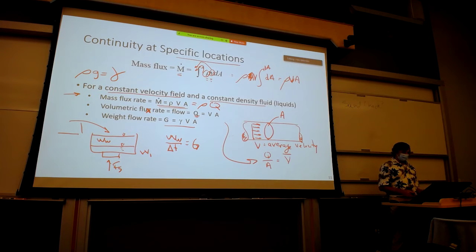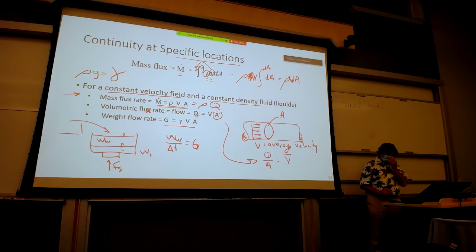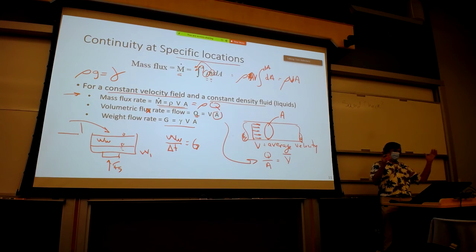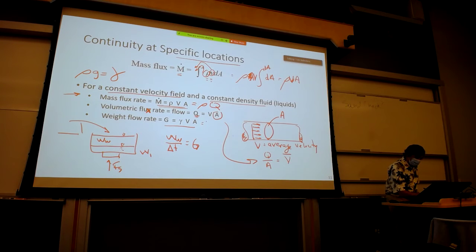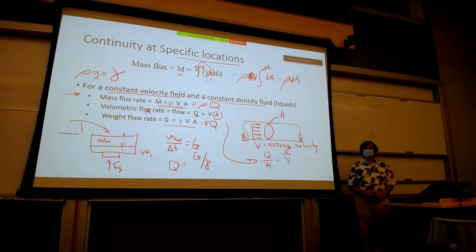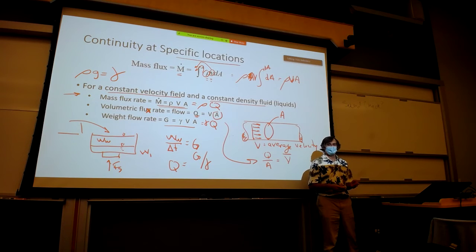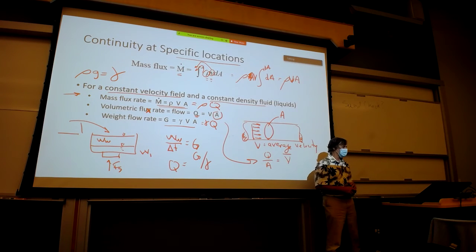And if we took that weight flow rate and we wanted to calculate, for example, the flux rate in the channel, capital G, the weight flow rate, is gamma VA, which is gamma Q. So that just means that the volumetric flow rate is G divided by the specific weight. And that's what you did in the lab. That's what you're asked to do, to come up with a volumetric flow rate.